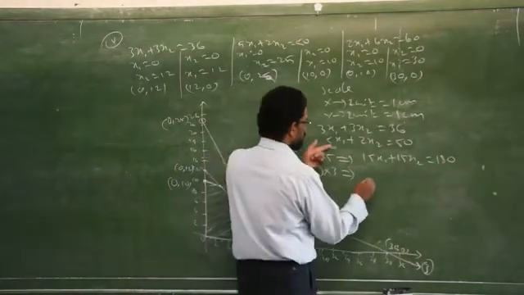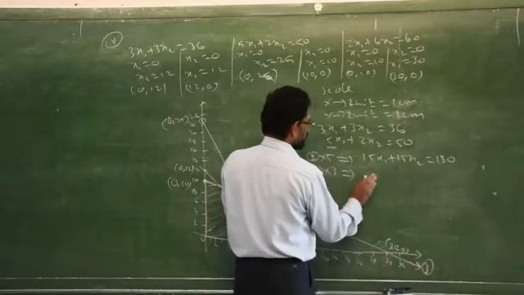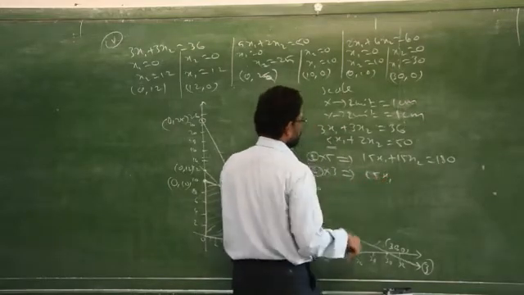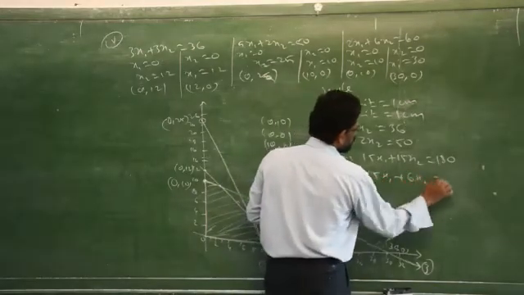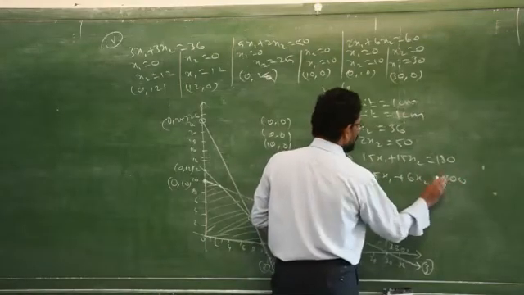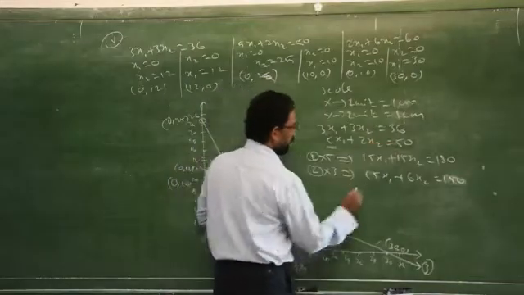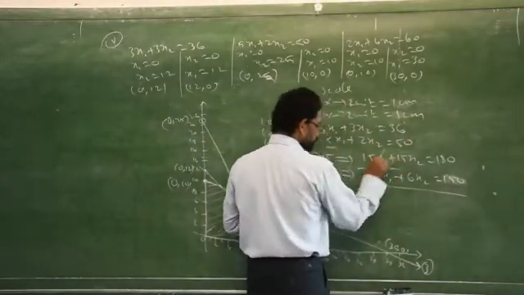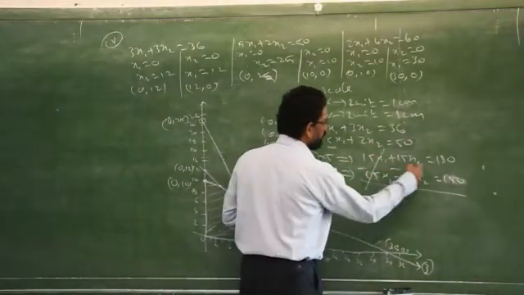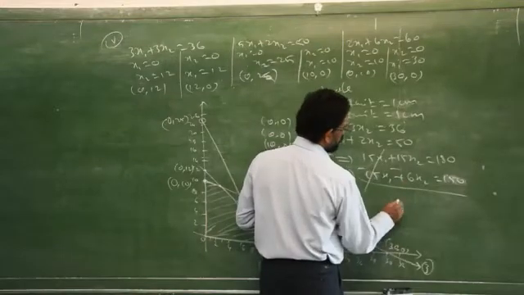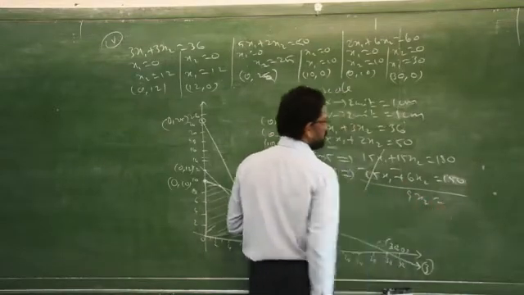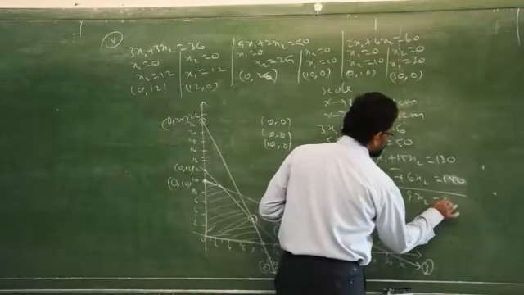Similarly, 2 into 3, 10, that is 15x1, 6x2, 150. 3 into 50, 150. Change the sign. This will be eliminated. 15x2 minus 6x2 will give you 9x2 is equal to, what is that?